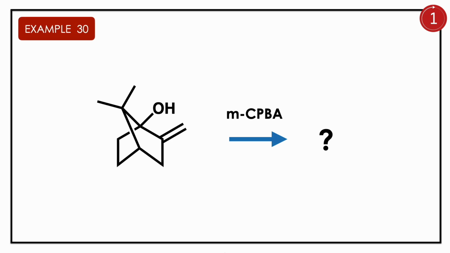Then the next example: you have a bridged system with two methyl groups, an alkene and an alcohol. You are using meta-chloroperbenzoic acid. You should find what the final product will be.